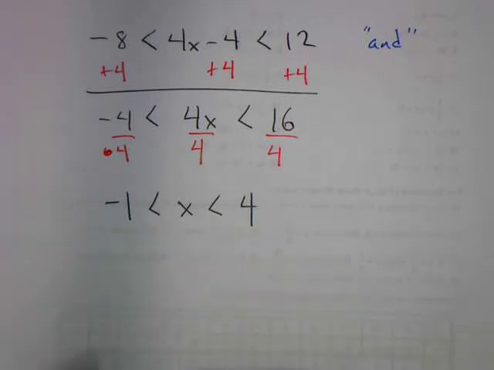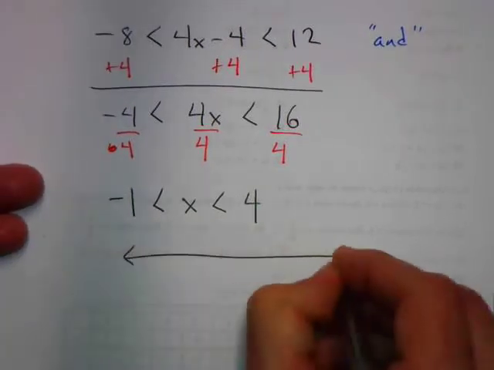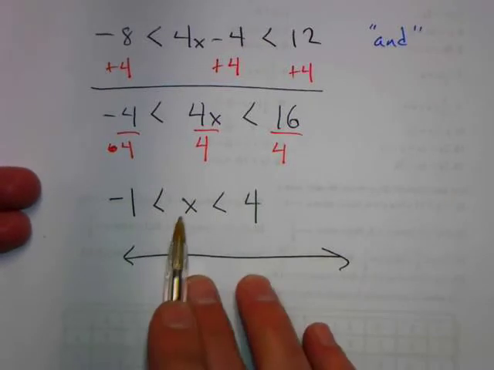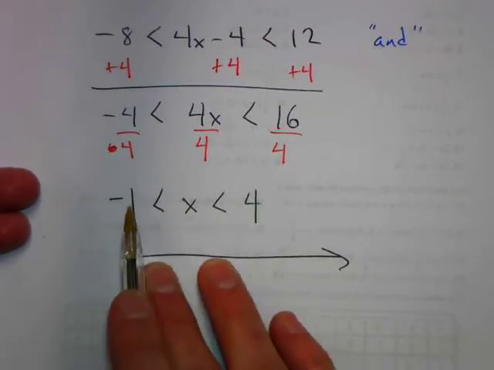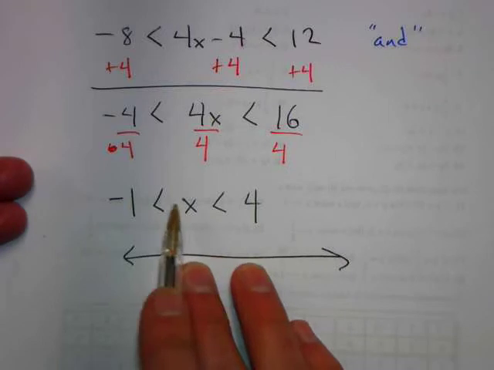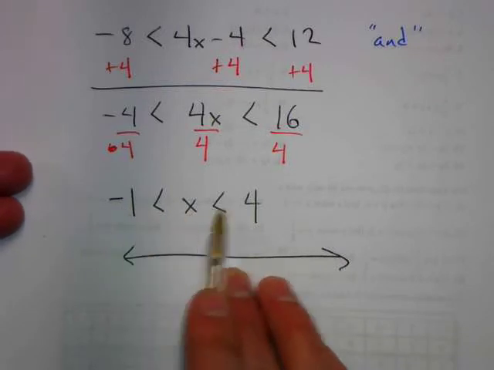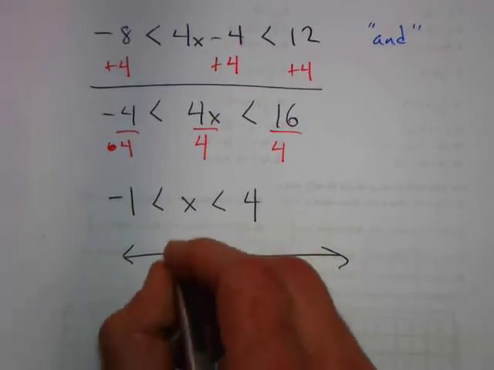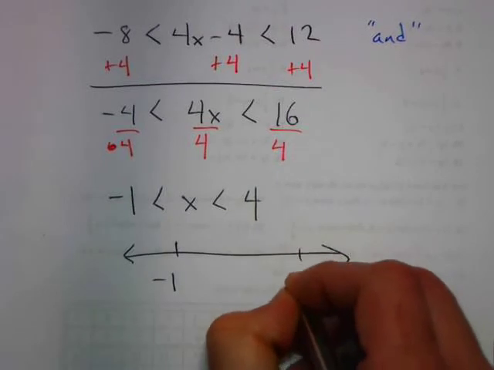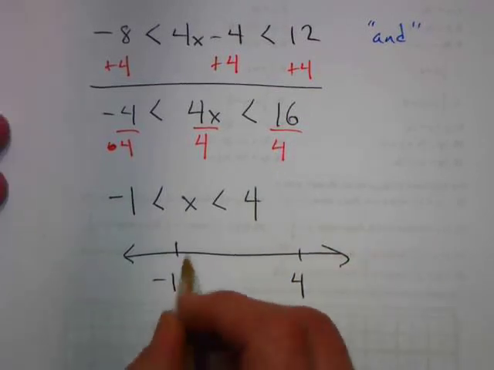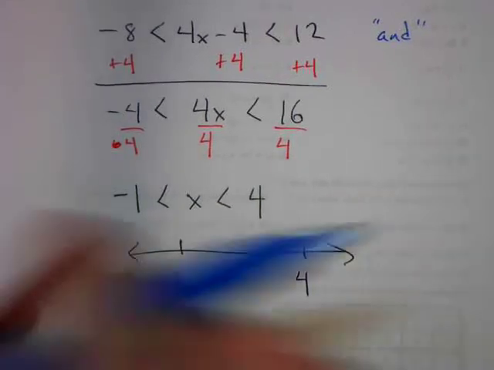So how do we graph this? Well, take a look at what the statement is saying. It's saying x is bigger than negative 1, and x is less than 4. So basically, it's everything bigger than negative 1 and everything less than 4. So it's basically everything in between.